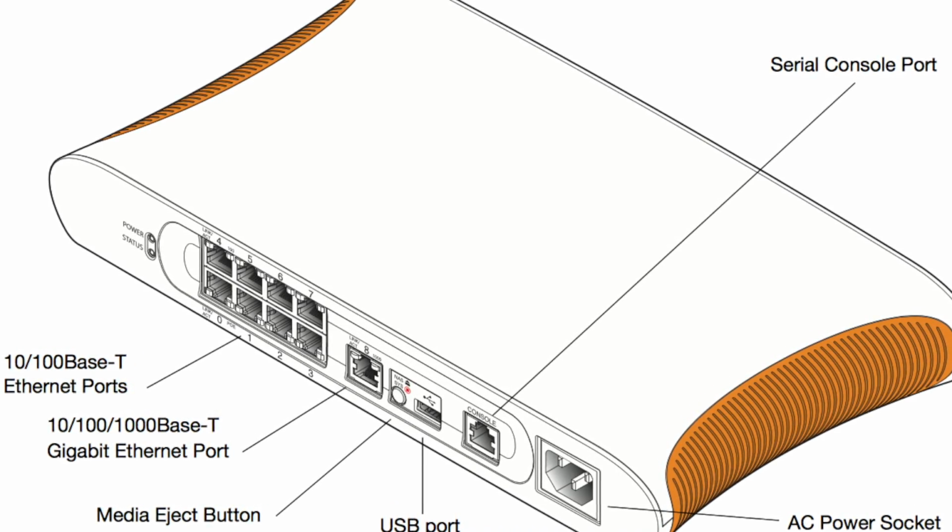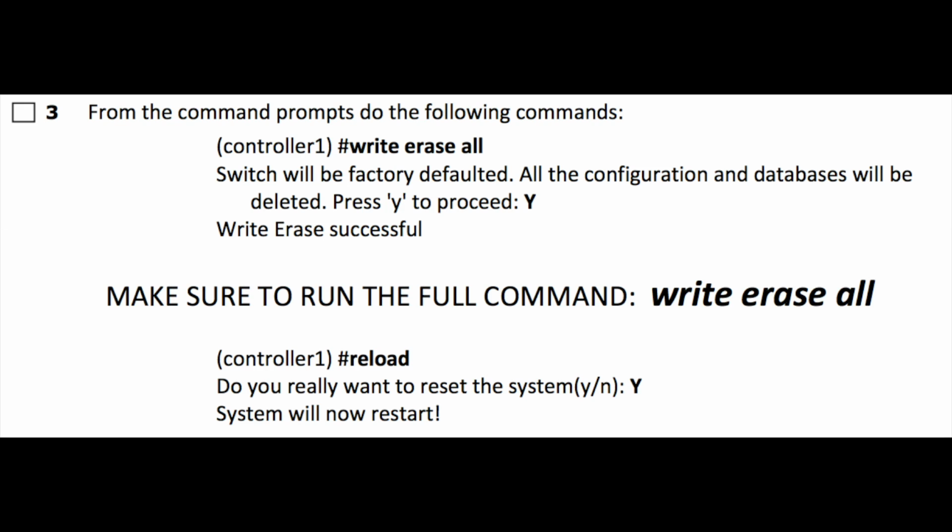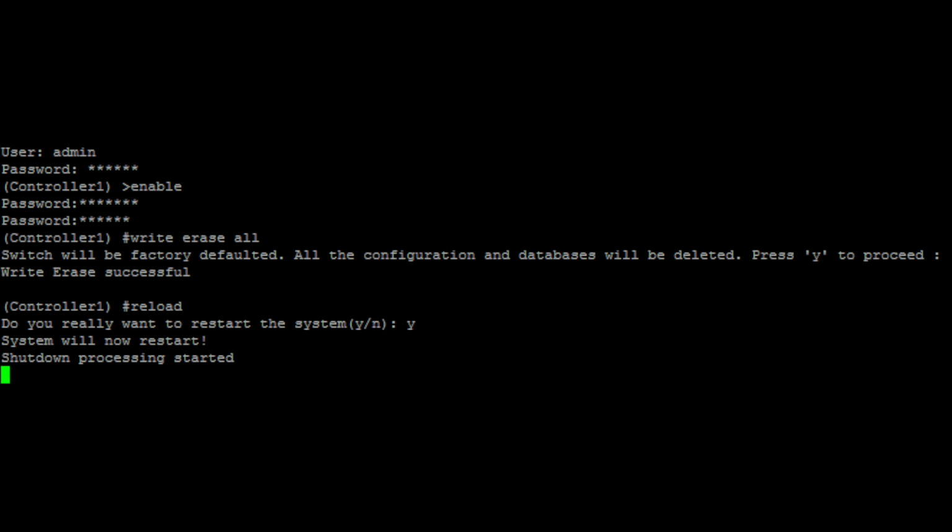In order to reset the controller, make sure that the console port of the controller is hooked up to the serial port on the PC you're working on, then open a terminal in PuTTY. At the user prompt, log in with username admin and password admin1. After this, issue the command enable with the password enable. Issue the command write erase all, then press the Y key to proceed. After this is completed, type reload, then Y to restart the system.